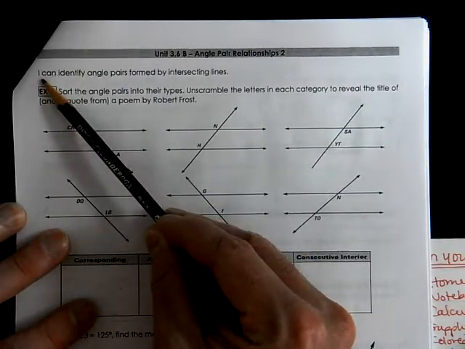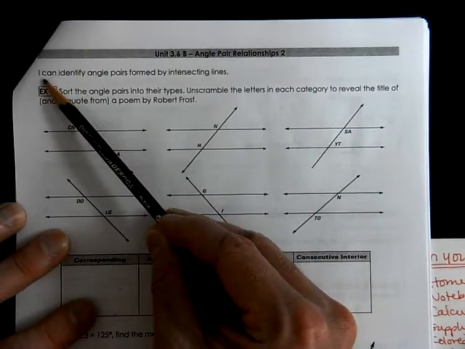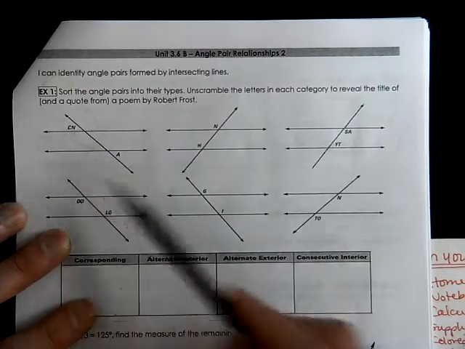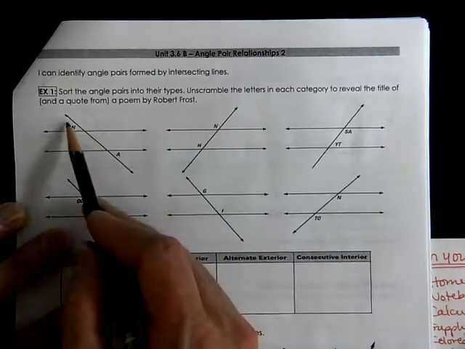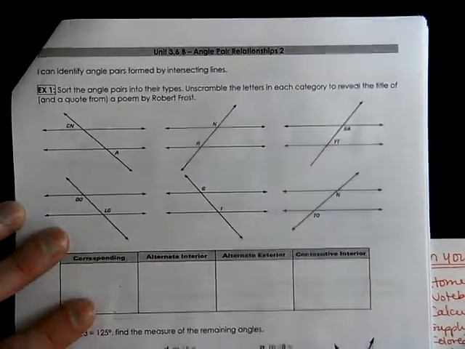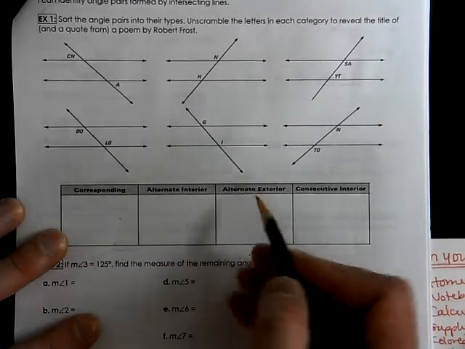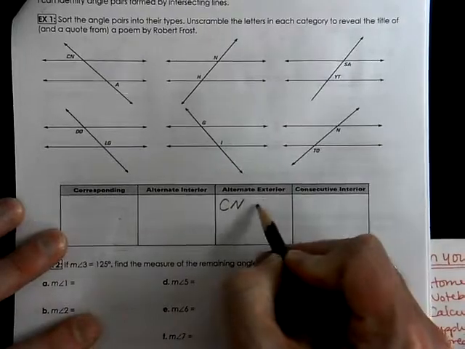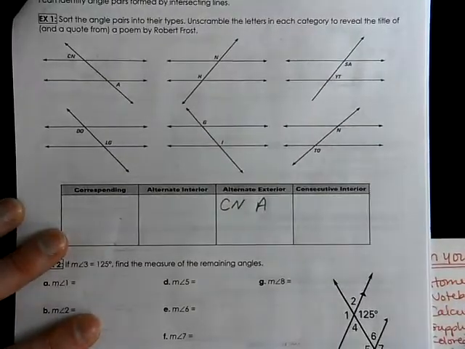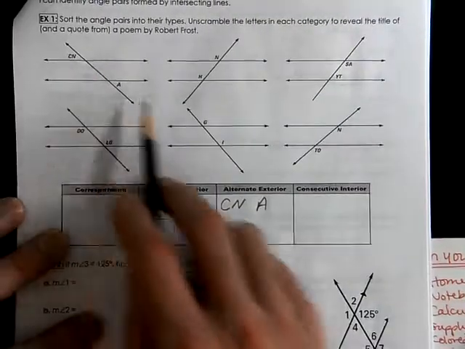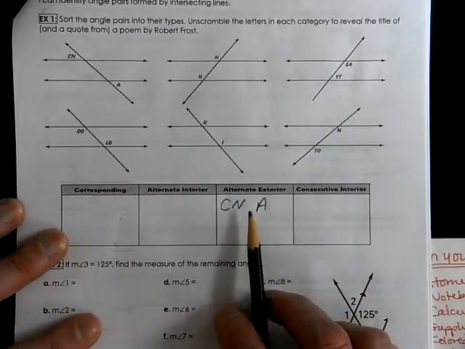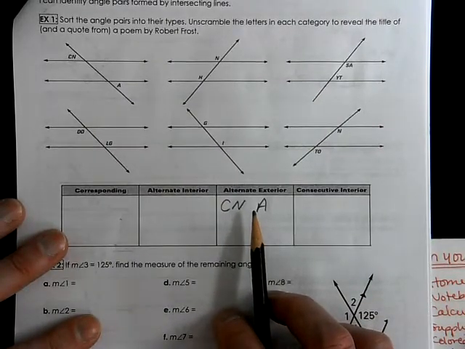Notice that the letters are on opposite sides of the transversal. They're on the exterior, so we call these alternate exterior angles. So we'll come down here under alternate exterior and write in those particular letters. C, N, and A are alternate exterior angles.